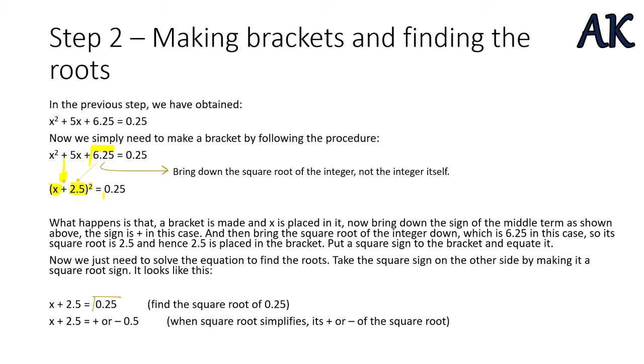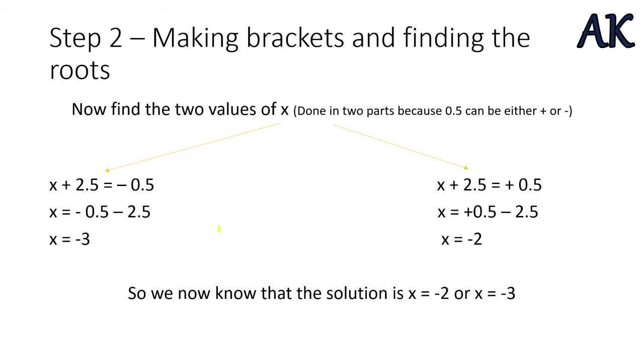Now we just need to solve the equation to find the roots. Take the square sign to the other side by making it a square root sign as shown below. x plus 2.5 equals square root of 0.25. The square root of 0.25 is plus or minus 0.5. Hence we write the equation as x plus 2.5 equals plus or minus 0.5. Now find the two values of x by solving the equation in two columns as shown below. In one column 0.5 is negative and in the other 0.5 is positive.